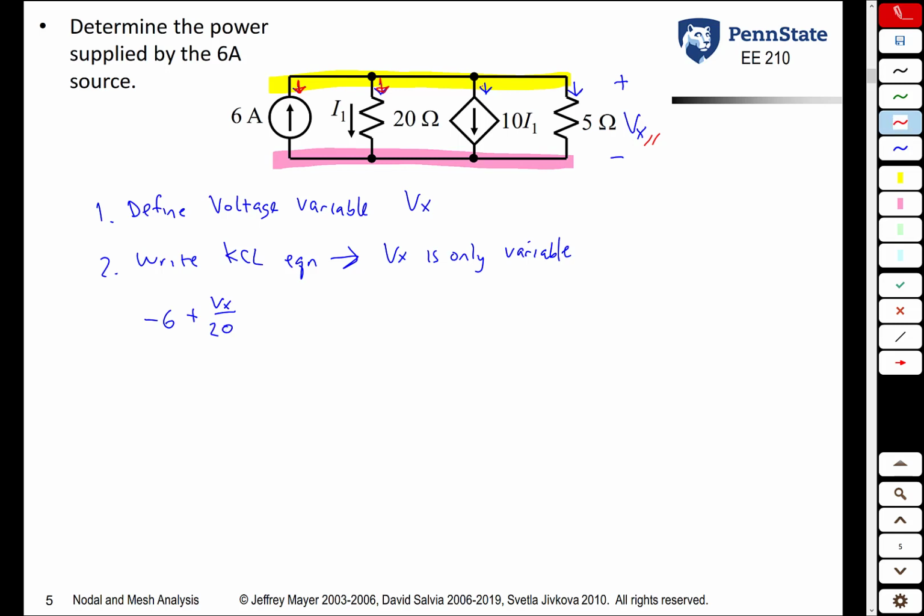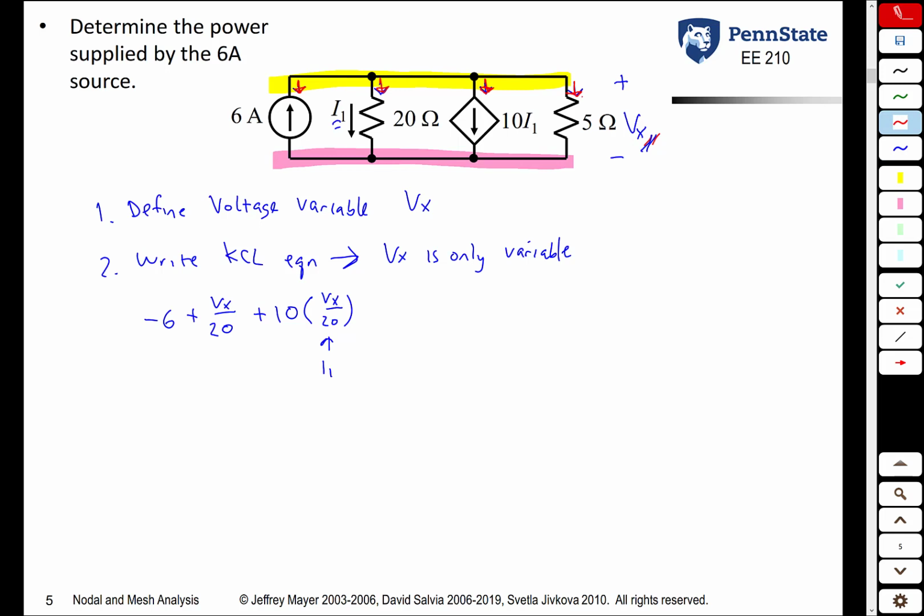To look at the third branch, it's a dependent current source, it's 10I1. So it's going to be plus 10I1. We do not want to have the variable I1 in the equation though, so we need to think, how can we express I1 in terms of Vx? Once again, we saw in the previous branch that I1 is just Vx over 20. So we write this as 10 times Vx over 20. Vx over 20 is our variable I1.